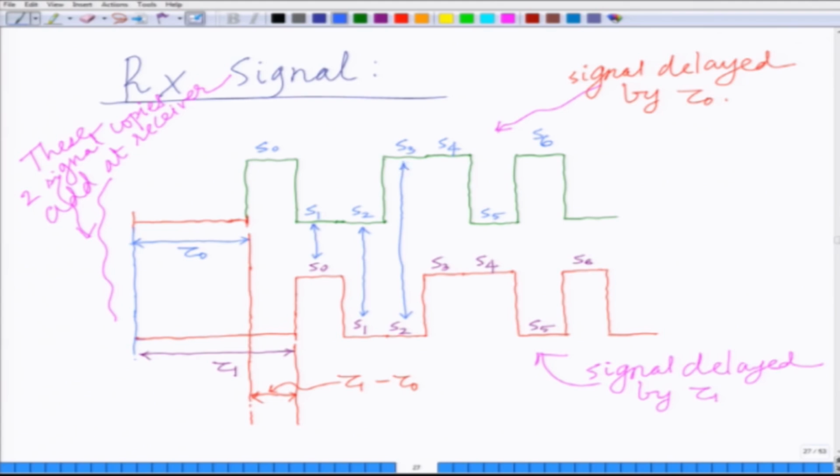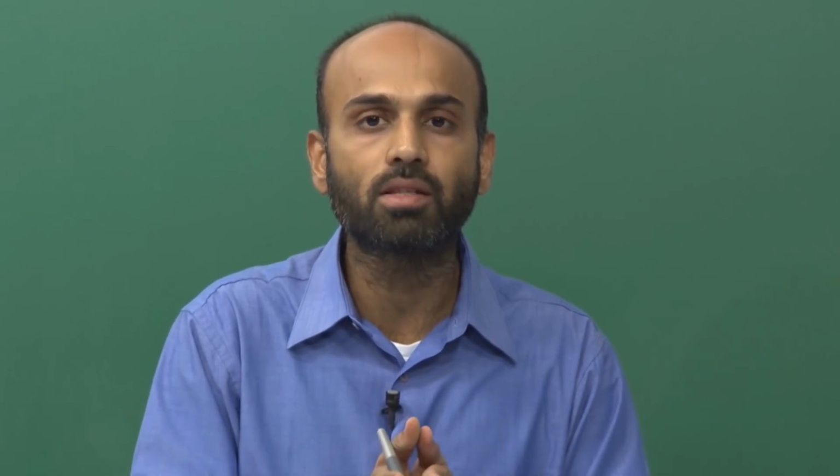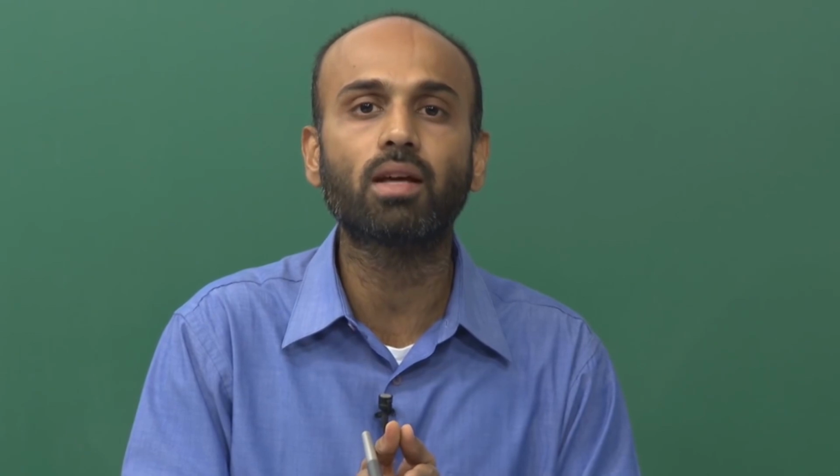So, what is happening is in the signal delayed by tau naught, since tau naught is smaller than tau 1, S1 in the signal delayed by tau naught is adding up with S naught in the signal delayed by tau 1. Similarly, S2 in the signal delayed by tau naught is adding up with S1 in the signal delayed by tau 1, and so on. So, these different symbols are adding up with each other, or interfering with each other. Because these two different signal copies are delayed by two different amounts tau naught and tau 1, when they add up at the receiver, different symbols are aligning and interfering with each other. This phenomenon is known as intersymbol interference.